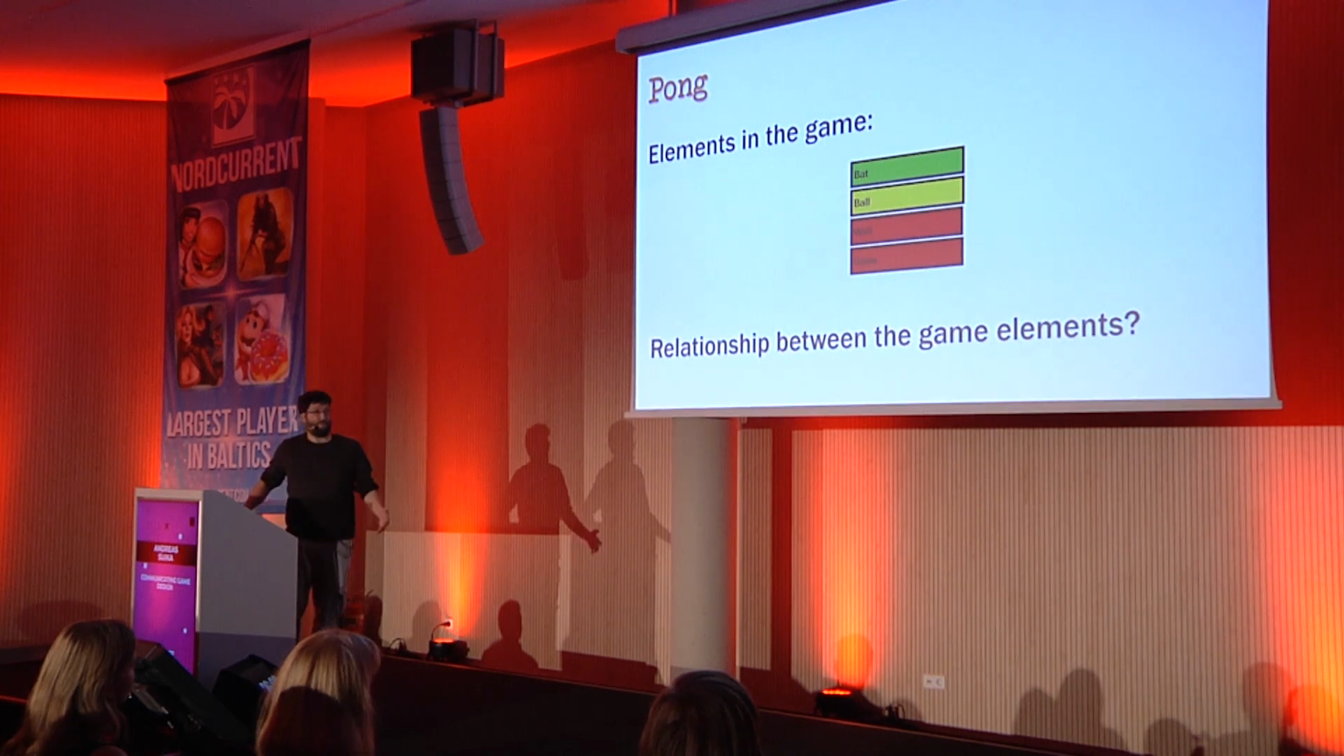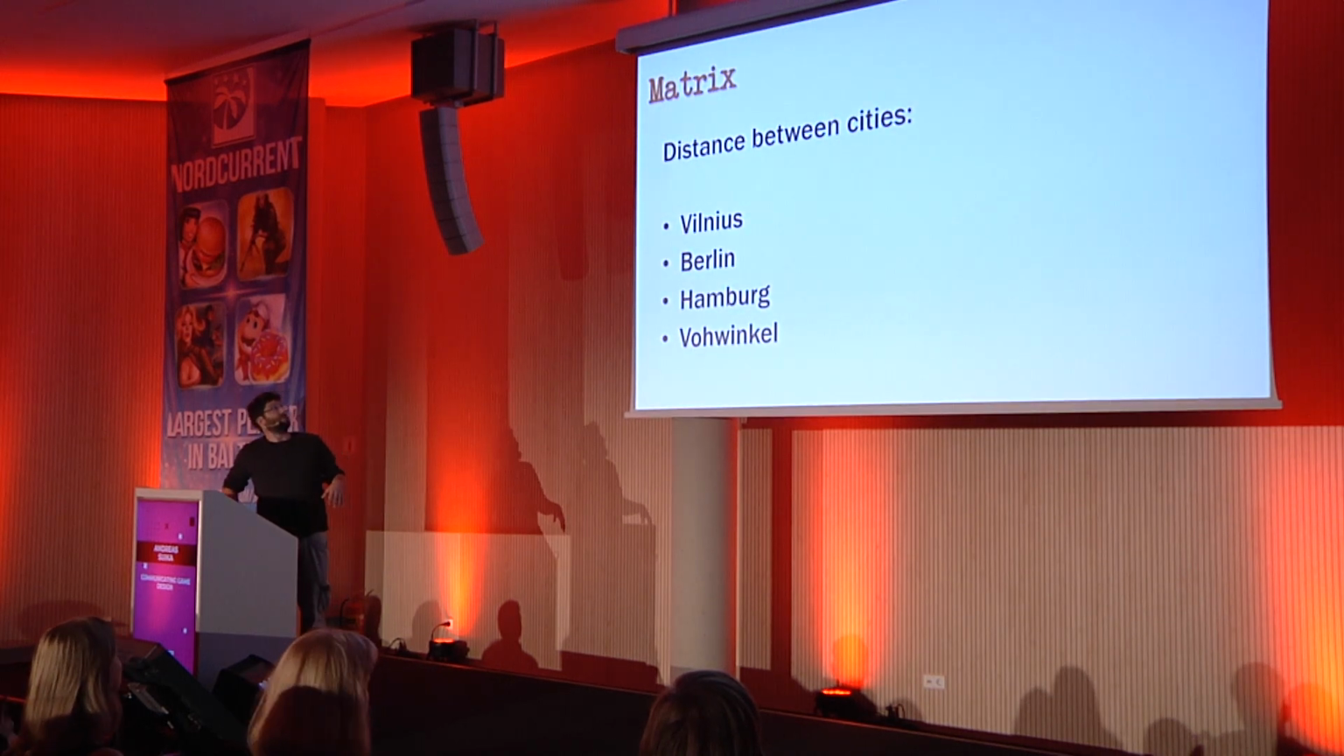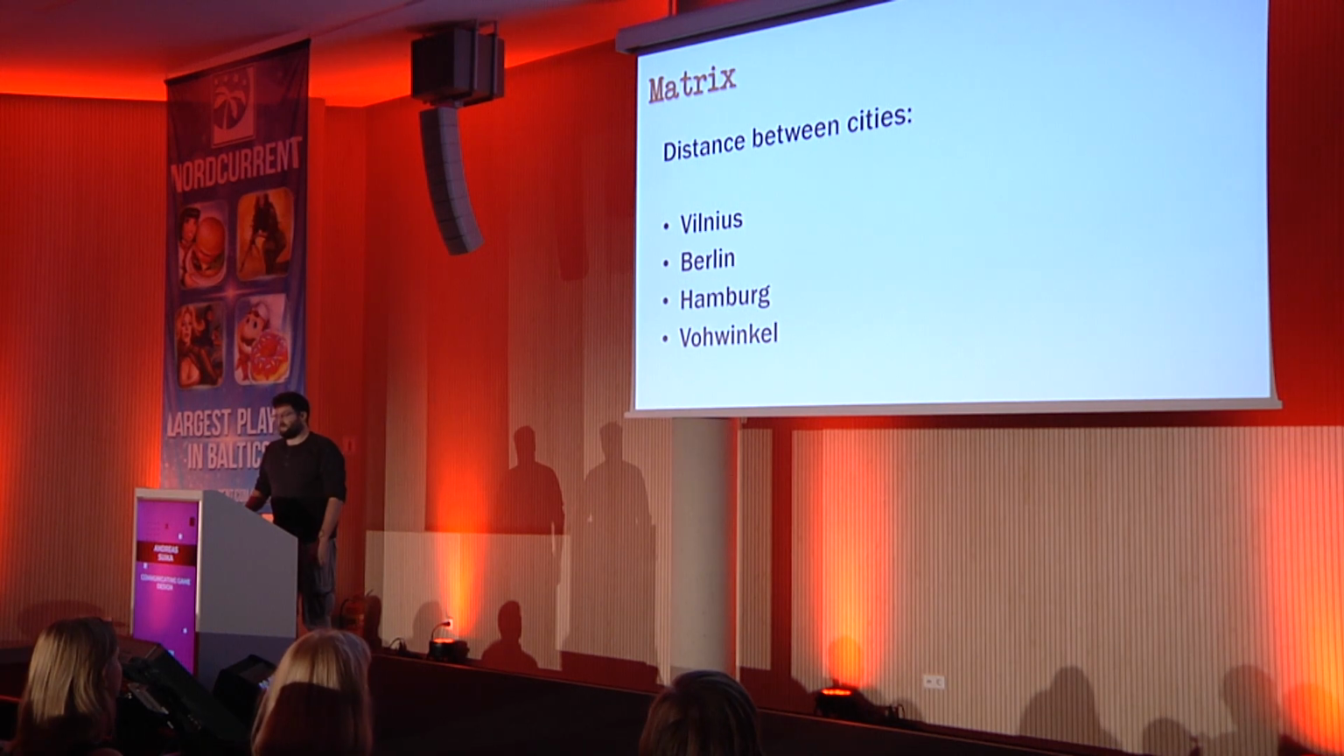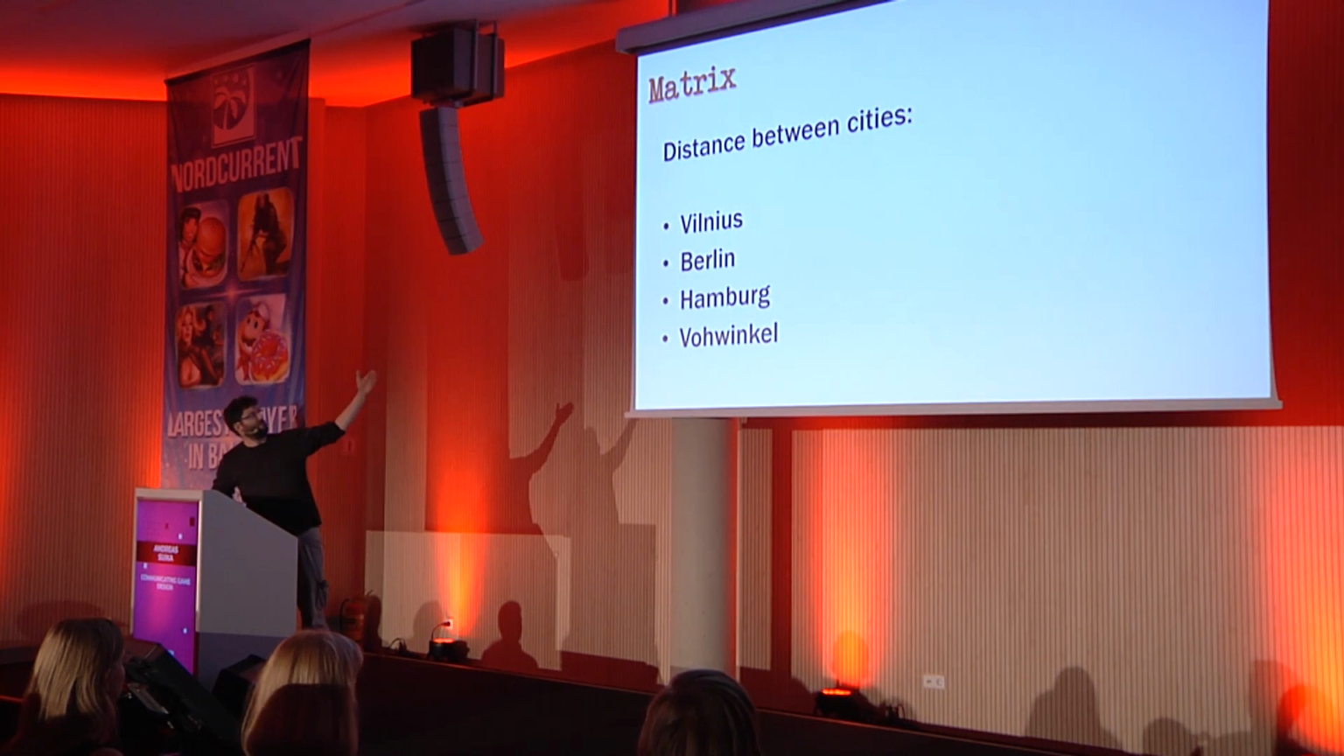So what's the relationship between those? To do this, I want to introduce you to a matrix, and a matrix, for example, is also very good to show distances between cities in the most effective way. So Vilnius, Berlin, Hamburg, Vohwinkel.